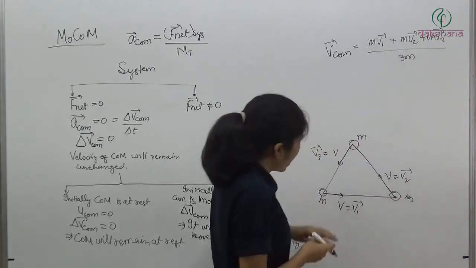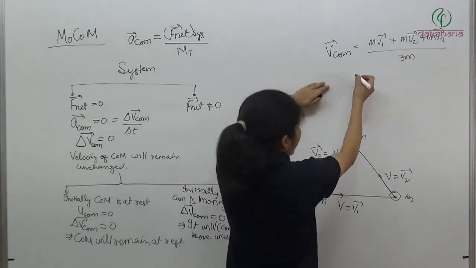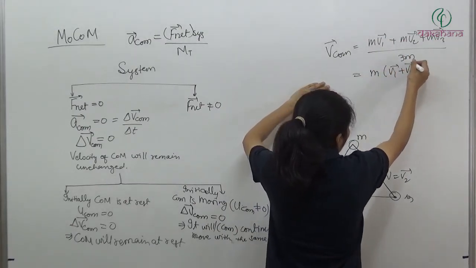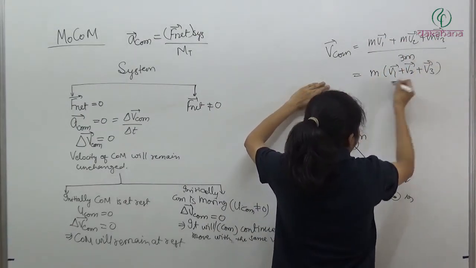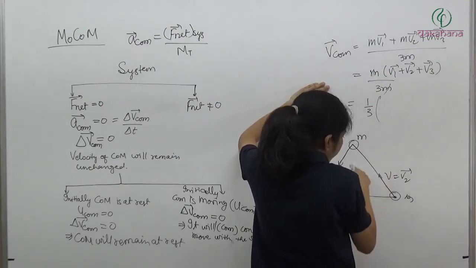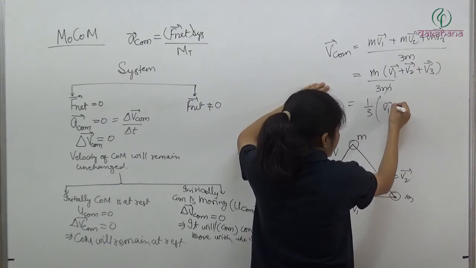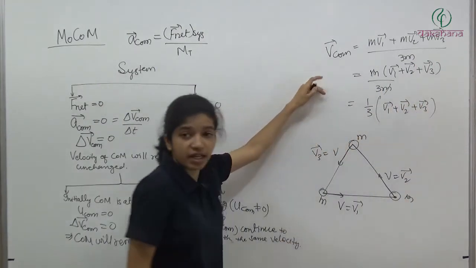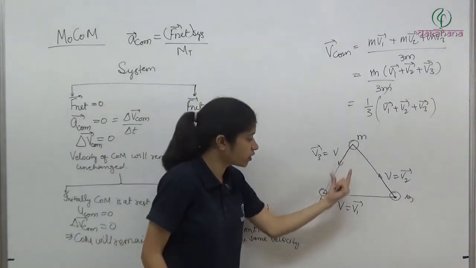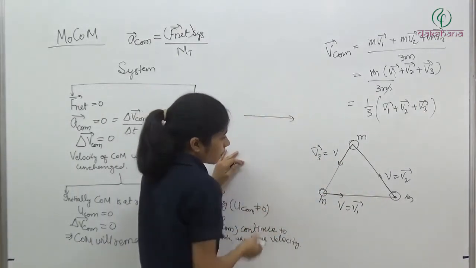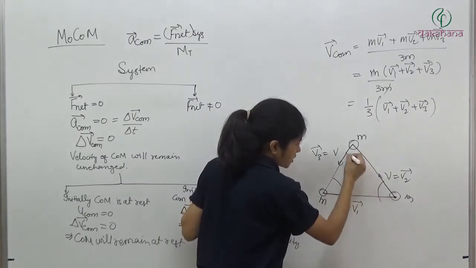So now what I need to add is m times (v1 plus v2 plus v3) divided by 3m. Basically I am adding these three velocities, v1 plus v2 plus v3. Can you add these three velocities? Yes. We have three vectors, just try to add them. The first vector is like this, and this angle is 60, this is 60, this is 60.